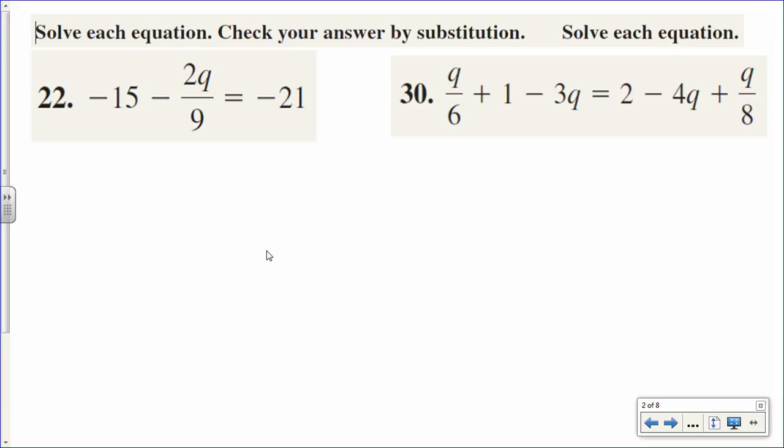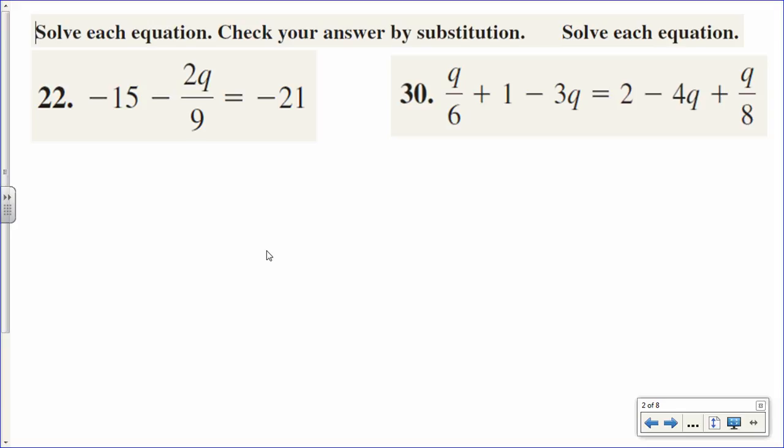Okay, so with fractions, you can solve just keeping the fraction there, or if you want to, you can multiply by the LCD. If you multiply everything by the LCD, then it will get rid of your fractions, and it might make it a little bit easier. Okay, so for the first one, I'll do the LCD, and then the second one, I won't, and you can decide which way you want to do it.